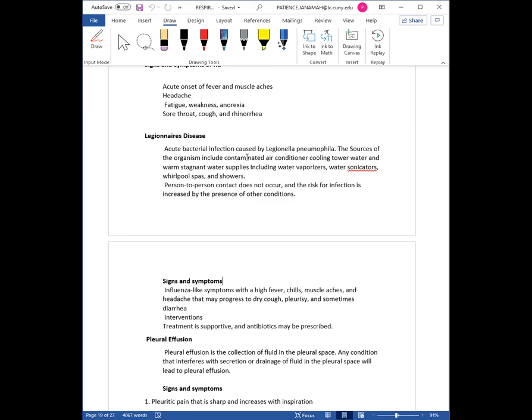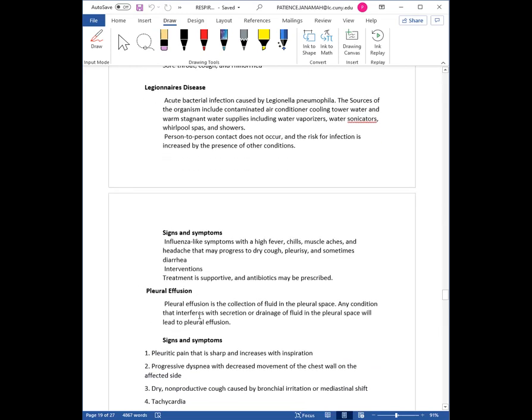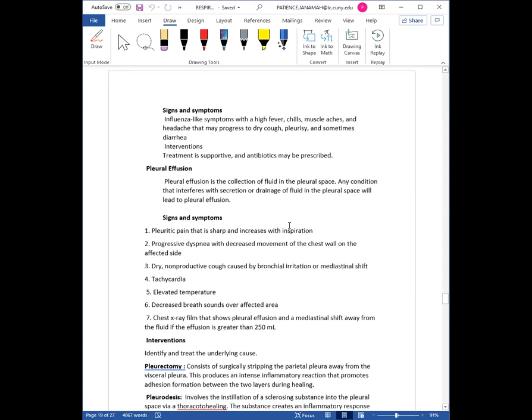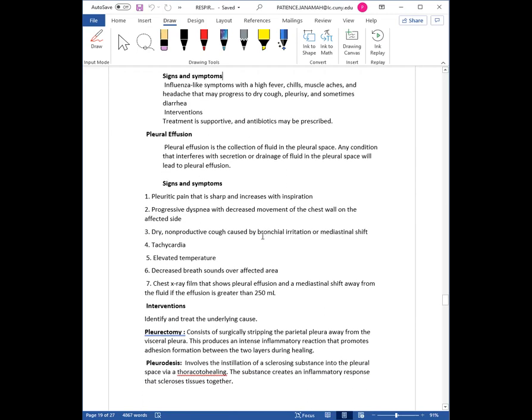Now, pleural effusion. Any question on that? Okay, pleural effusion is the collection of fluid in the pleural space. Any condition that interferes with secretion or drainage of fluid in the pleural space leads to pleural effusion, the accumulation of fluid in the pleural space. I think I did this one too.